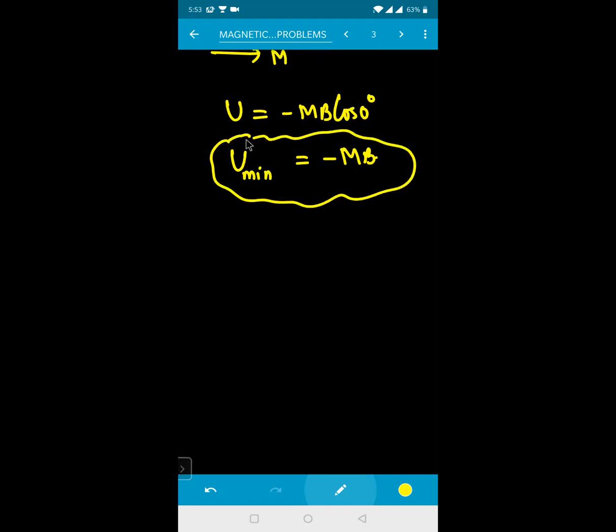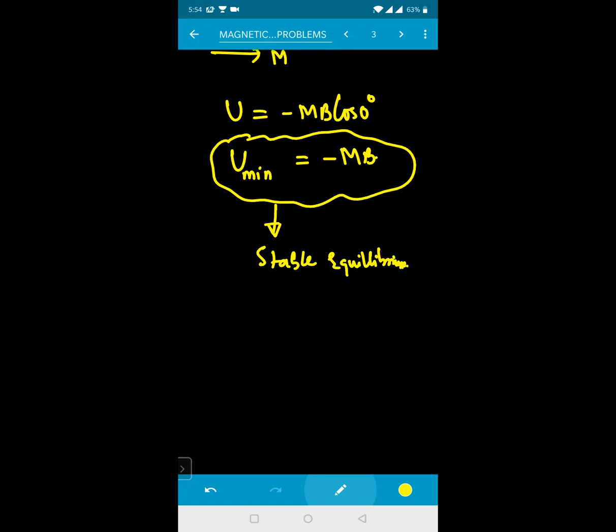That means when it is U minimum, is it stable equilibrium or unstable equilibrium? It will be stable equilibrium. U minimum means it will be stable. Yeah, this will be your stable equilibrium. Is it clear? So whenever an external magnetic field is being applied, the induced magnetism will be very, very small. So in this one, all of them, the magnetic energy will become minimum, and that will be equal to minus.